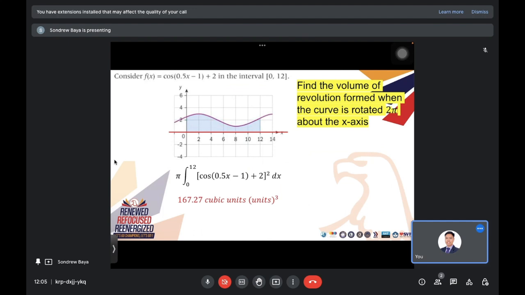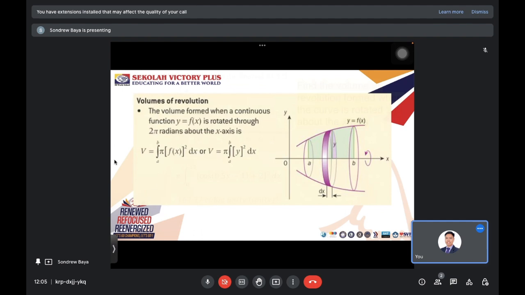Let's have another example. Before we go to the example, volumes of revolution are formed when a continuous function is rotated about 2 pi radians, either about the x-axis in this example, but it's also possible that it will be rotated about the y-axis, which you will see later on. If it's rotated about the x-axis, the volume will just be pi times the integral of the given function from intervals a to b. And evaluating it gives you the value of the volume. Take note, volumes are in cubic units.